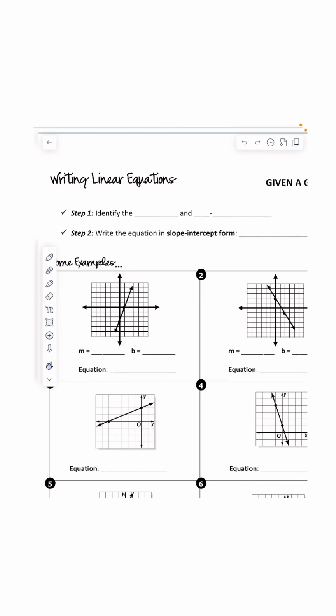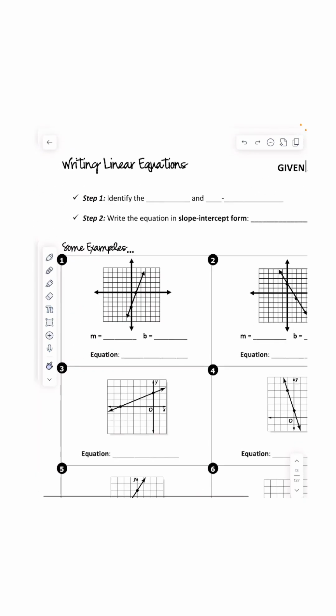The last section of your 10.2: if you're given a graph, how to change it to an equation. First, identify the slope. And it would be helpful if I got my pencil out.